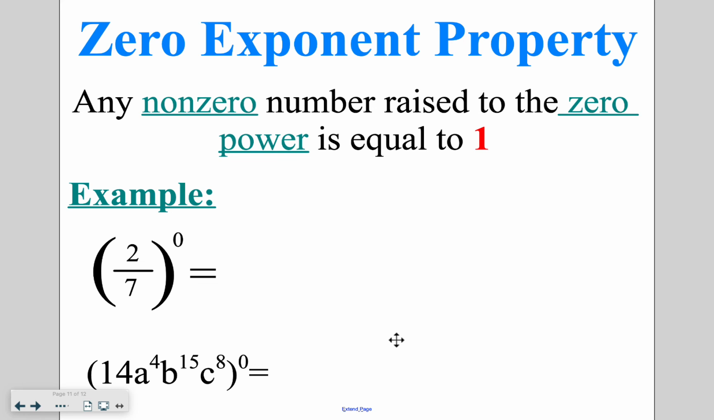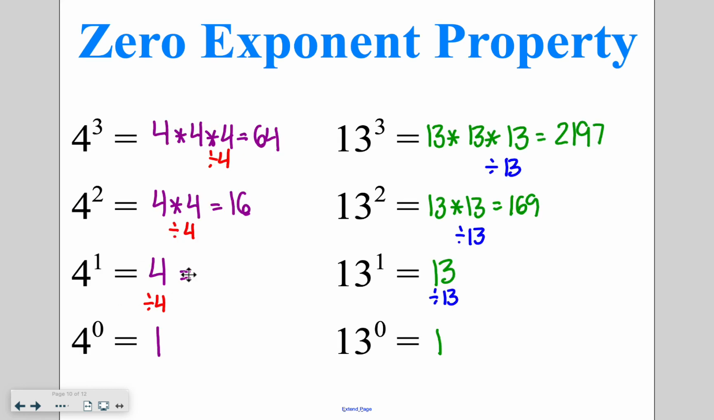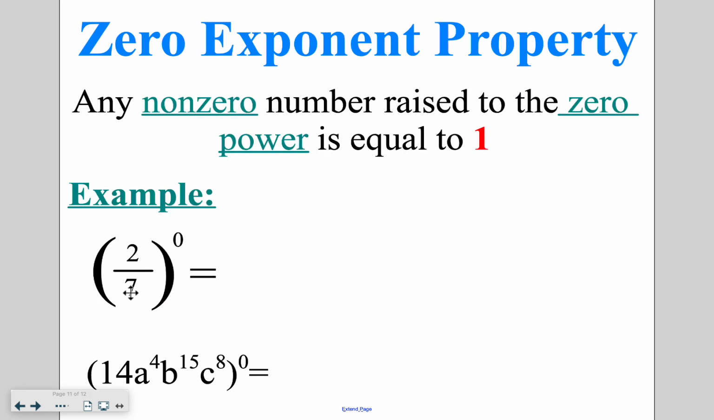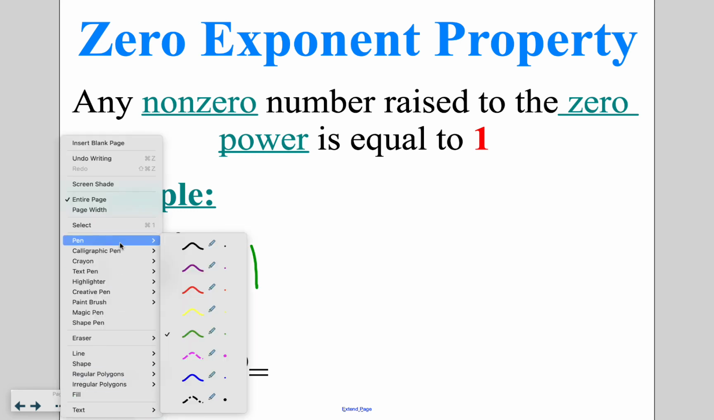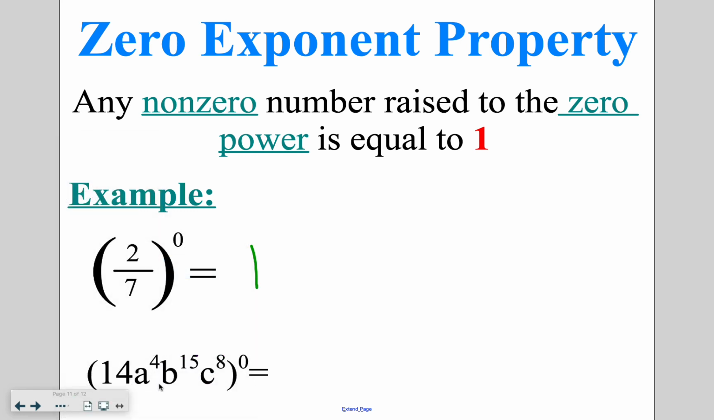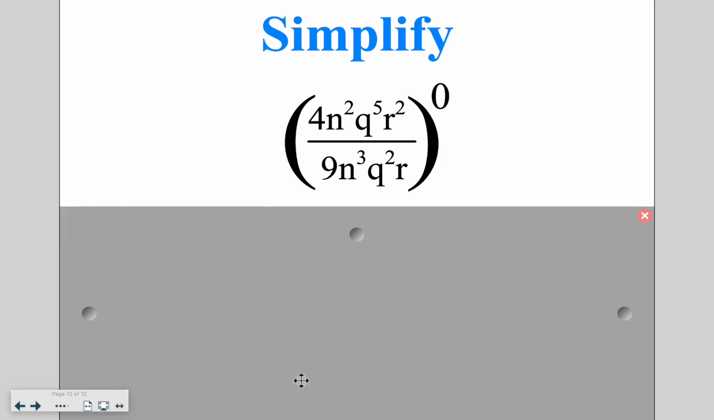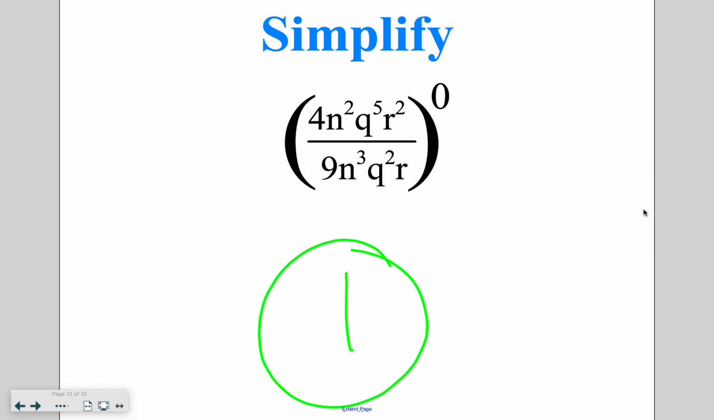No matter what, the answer is always going to be 1, because you're going to be dividing the base by itself. So if I have 2/7 to the 0 power, the answer is 1. If I have 14a to the 4th, b to the 15th, c to the 8th to the 0 power, the answer is 1. Go ahead and try this one on your own. Because it's to the 0 power, the answer is 1.